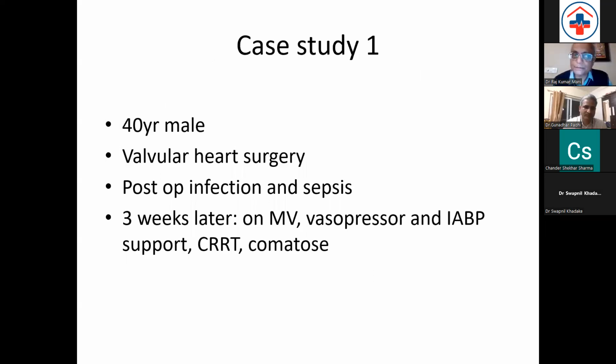So let me take a case example, because we must deal with real life situations. We have had a lot of talk. We must also walk the talk. So consider that this was years ago, my own patient, a 40-year-old male, a valvular heart surgery was done. This was a heart-lung institute. There was post-operative infection and sepsis, and 3 weeks later, he was on a ventilator, on vasopressor support, IABP support, CRRT, comatose, the works.